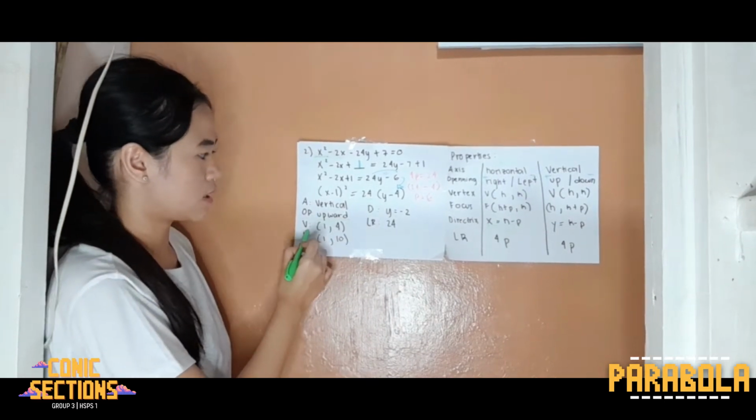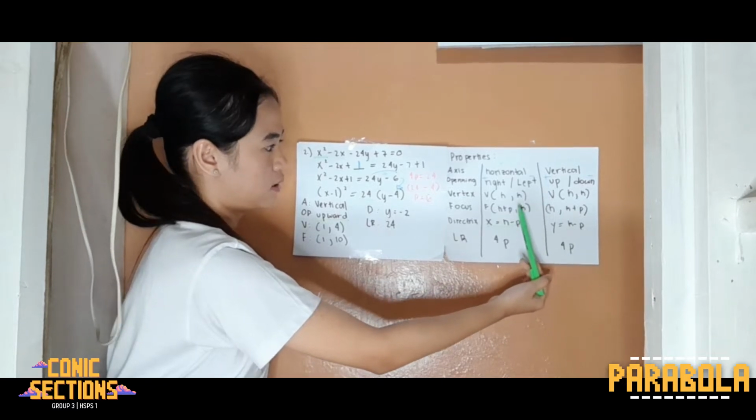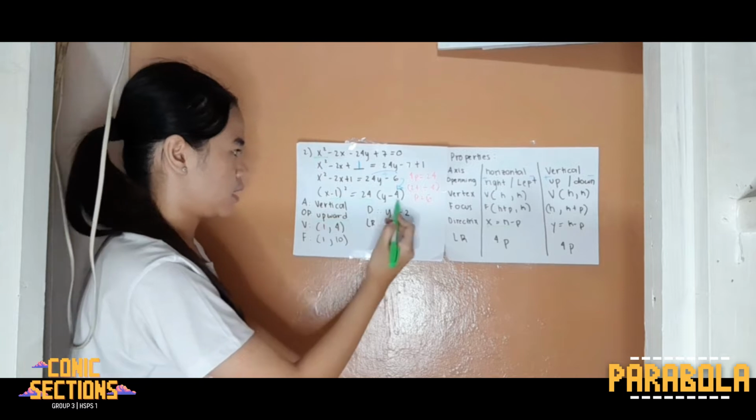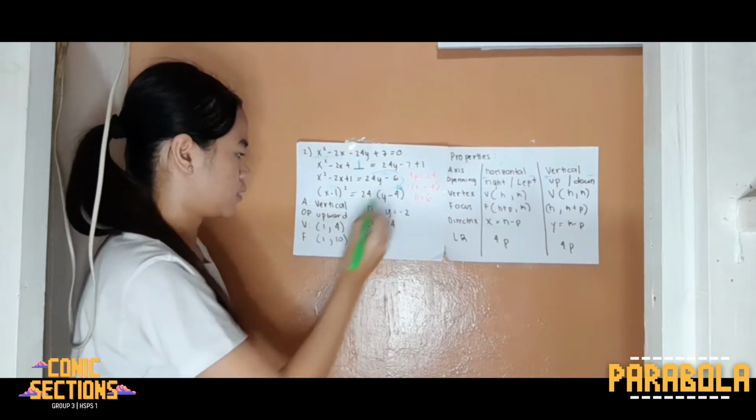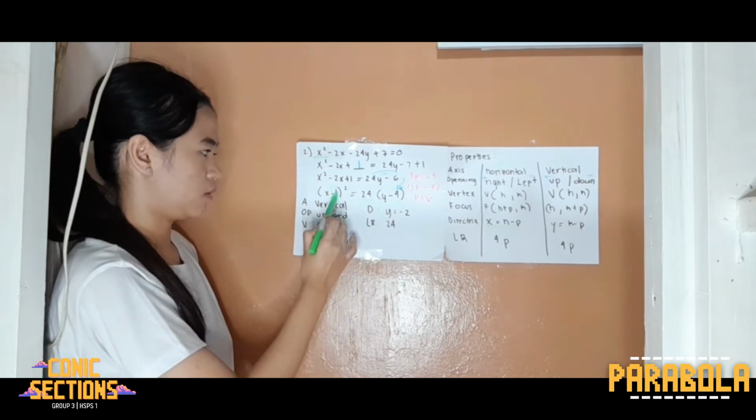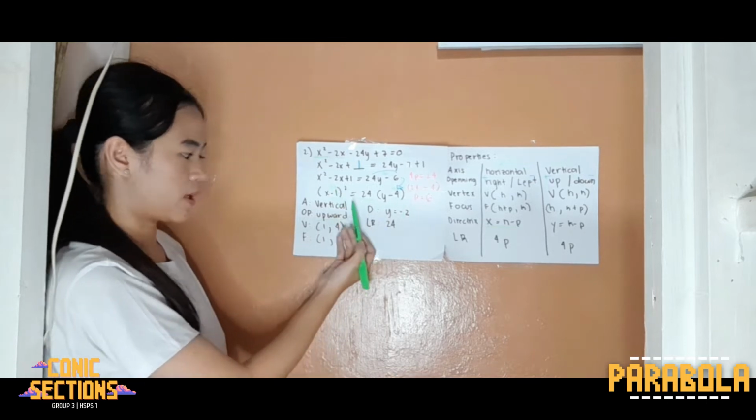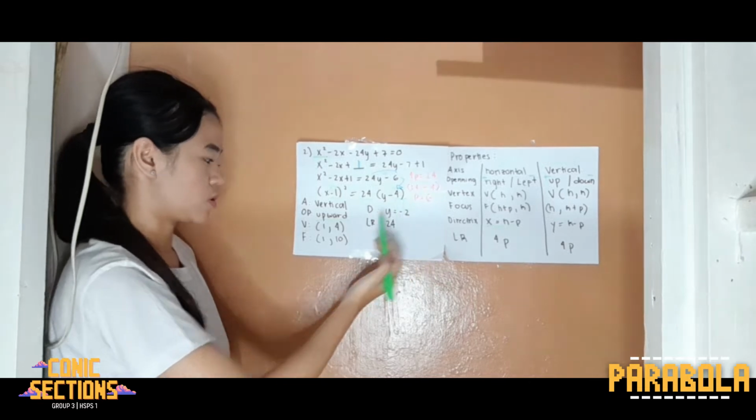For the vertex, it is the same as the horizontal. (h, k). So, this is your h and this is your k. So, copy. Positive 1 and positive 4. This will become positive and this will become positive also.